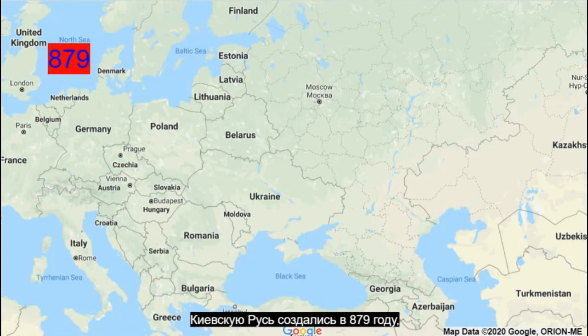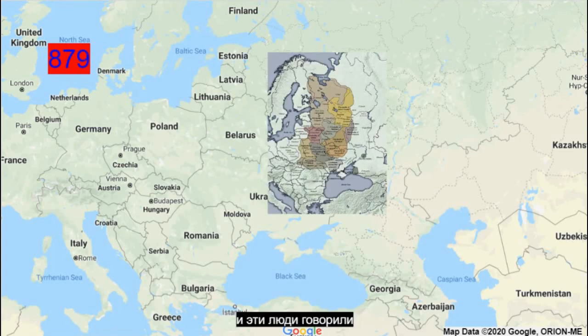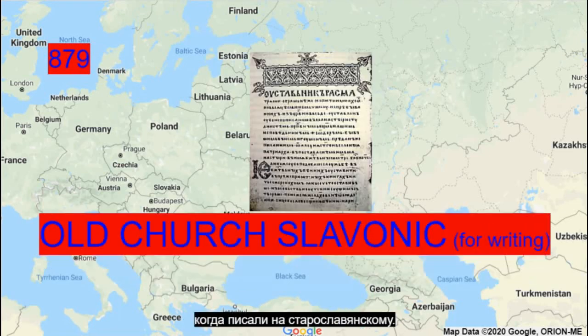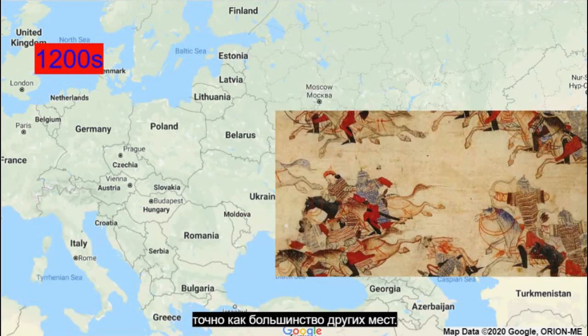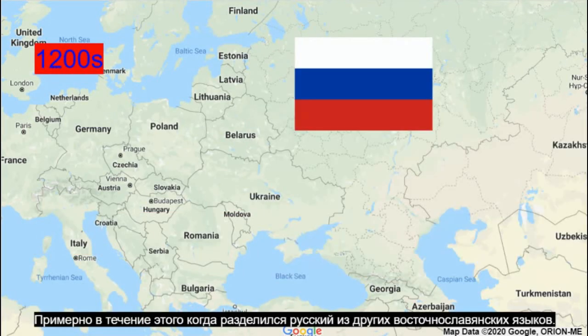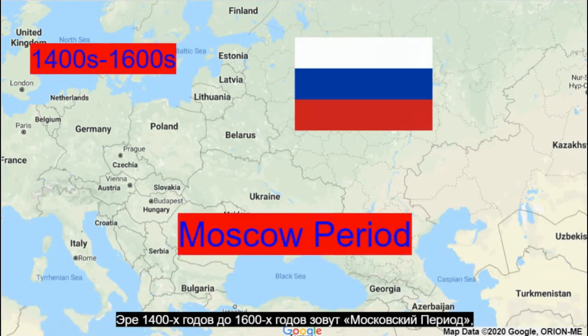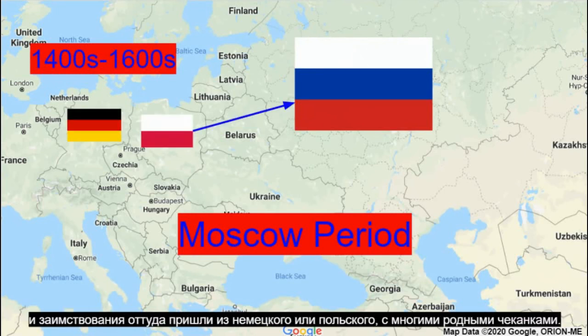Kievan Rus was established in 879, and those people spoke Old East Slavic while writing in Old Church Slavonic. Kievan Rus got conquered by the Mongols in the 1200s, just like most other places. Sometime during this is when Russian split off from the other East Slavic languages. From the 1400s to the 1600s was known as the Moscow period, and the borrowings from them came from German or Polish, as well as a lot of native coinages.